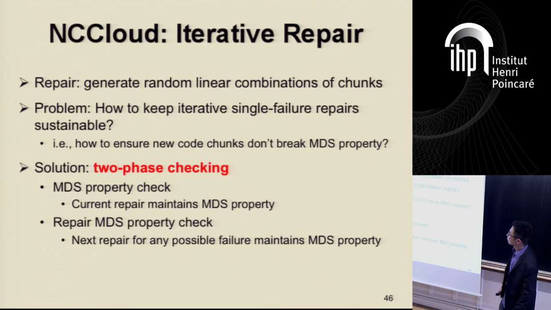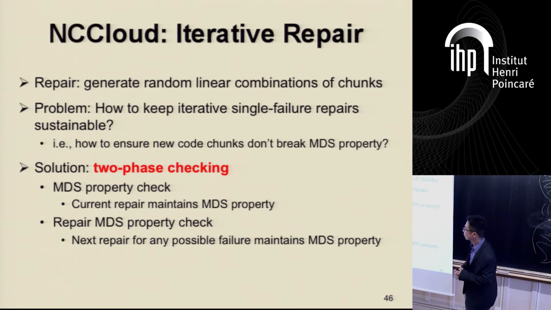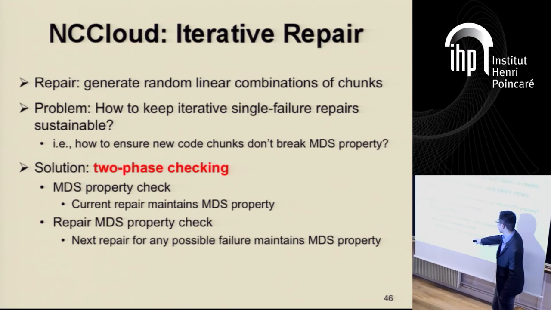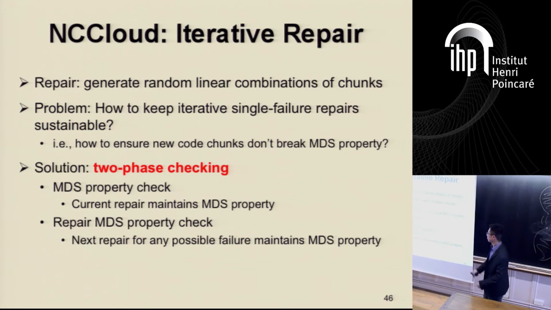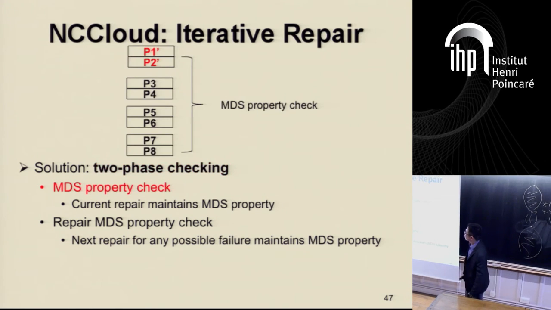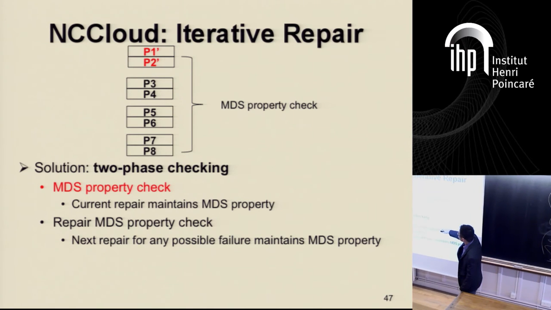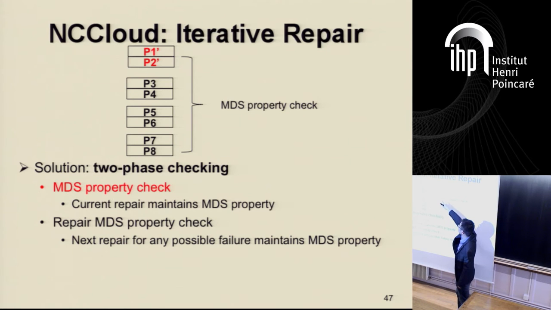And our solution is a little tricky. We use a two-phase checking. The first phase is to check the MDS property. And the second phase is to check the next repair for any possible failure, whether it maintains the MDS property. Let me explain carefully. For the first check, if the first cloud fails, we repair data here, and we check these four nodes for whether they maintain the (4,2) MDS property.